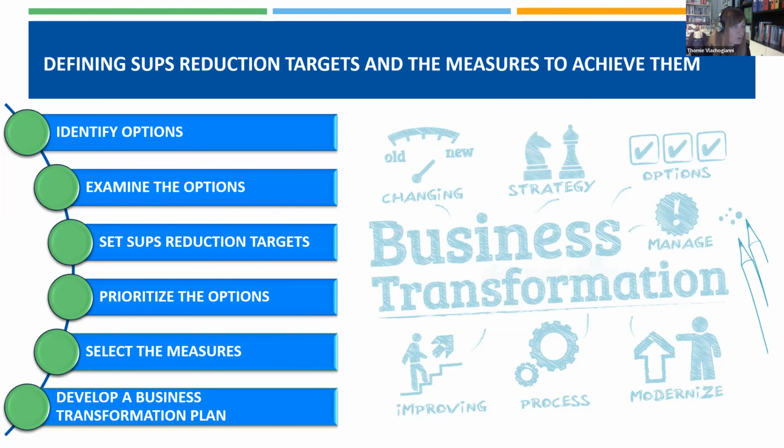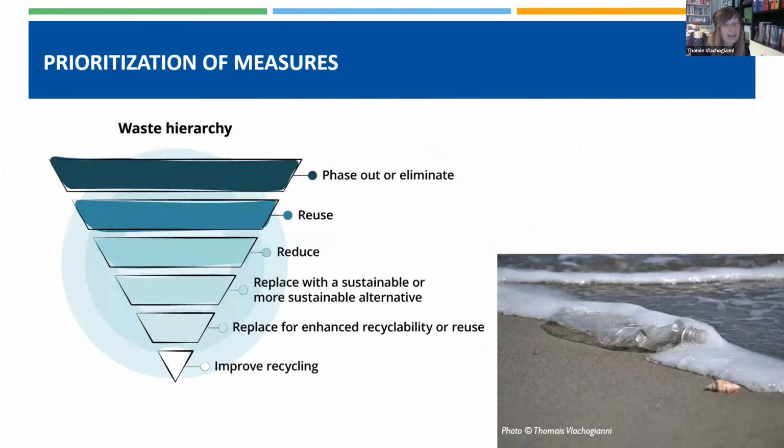Then, considering these options to set up the reduction targets, then in relation to these targets to prioritize the options, which ones are most probable to be implemented, and finally to select those options, those measures that will be part of the business transformation plan. And this prioritization of measures leading to the ultimate selection requires to always keep in mind the waste hierarchy.